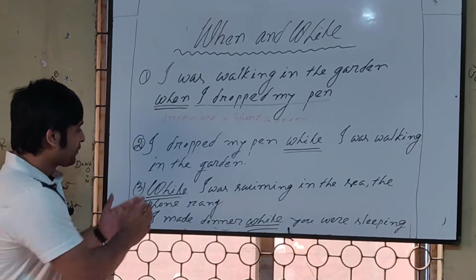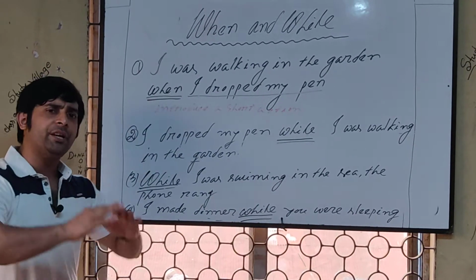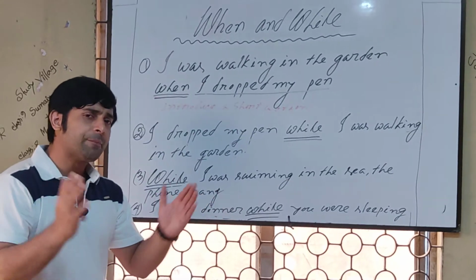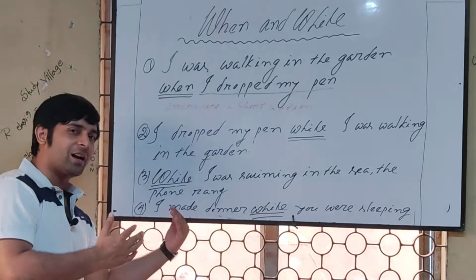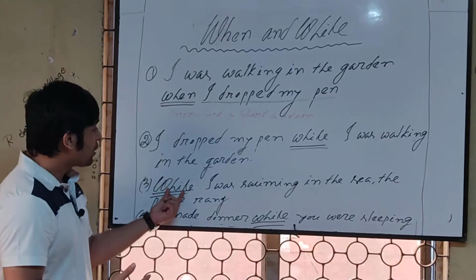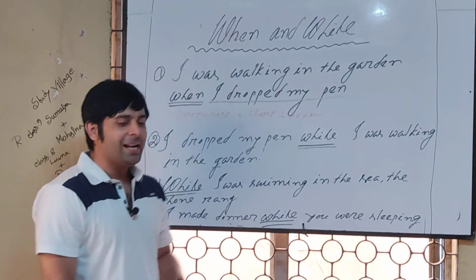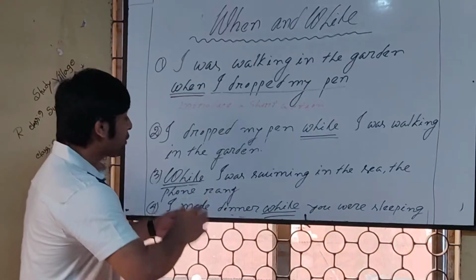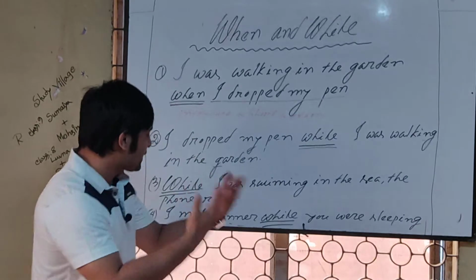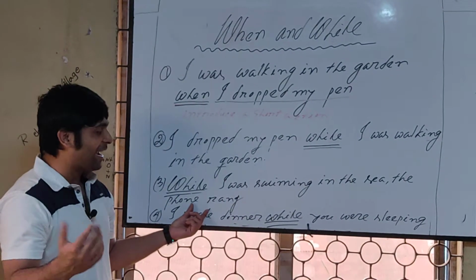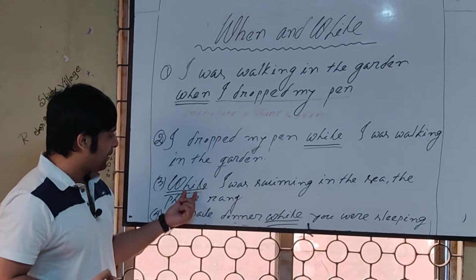And the next one, while I was swimming in the sea. Just when and while can be used in a different way. They can be replaced as the first one, as the middle one, as the last one, or as the second one. However, so while I was swimming in the sea, the phone rang. Okay, there is no phone unfortunately. However, when I was swimming in the river or pond or sea, the phone rang. The phone rang. So, what will be correct here?